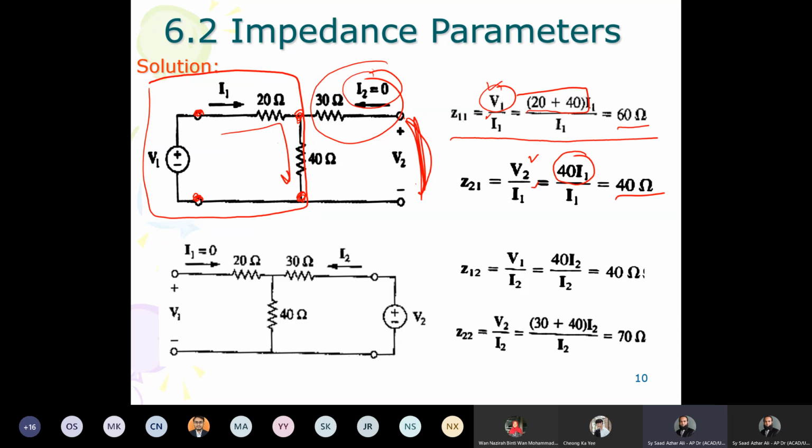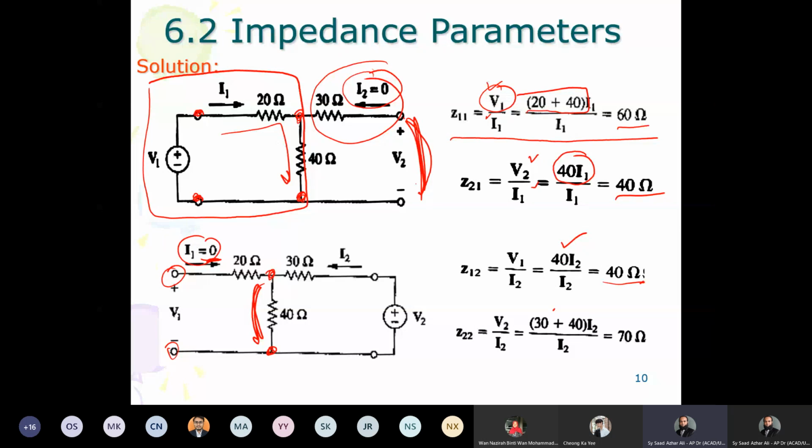Let's move to the next one, V1 over I2. We're looking at this particular voltage, which again, now this is 0. Remember that whenever we're looking for open circuit voltage, we look for something parallel. So what is the voltage across here? It's I2 times 40 because there's no current from I1. So 40 times I2 upon I2, that's 40.